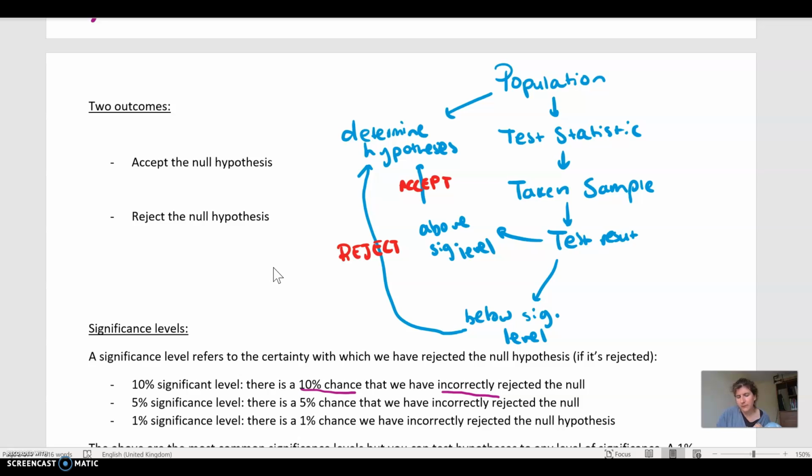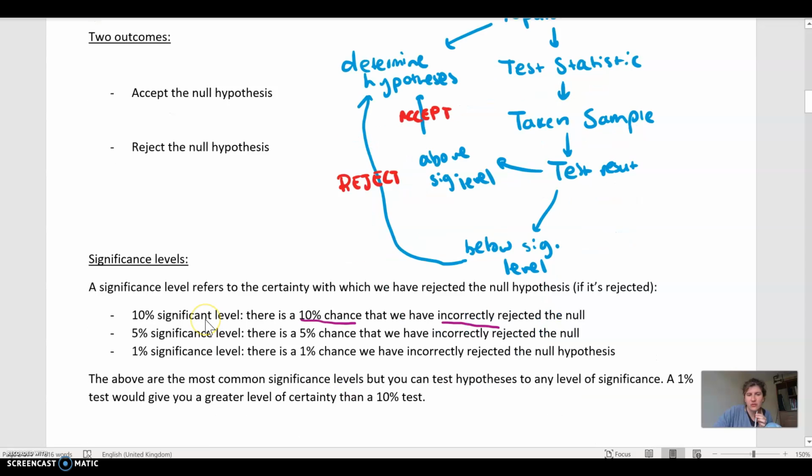And from that result, if we have a certain level of significance, if our test result is above that level of significance, we would accept our hypothesis, because that would tell us that there's a small chance that we have incorrectly rejected it. So if that test result is above that level of significance, we can accept our hypothesis and say that that's true. If that test result is below that significance level, then we reject the hypothesis and accept our alternate hypothesis instead as being true.